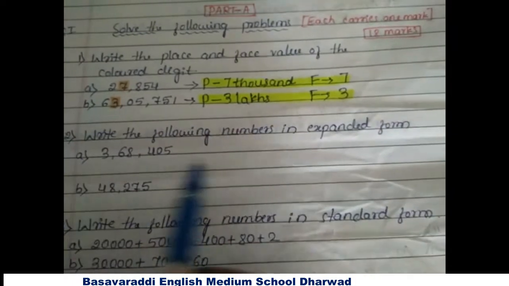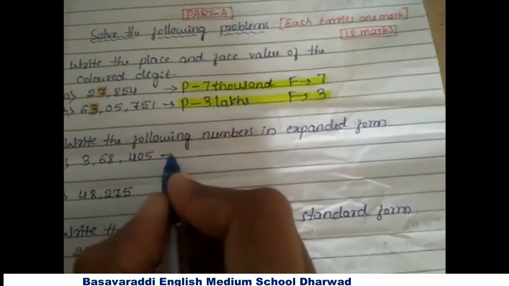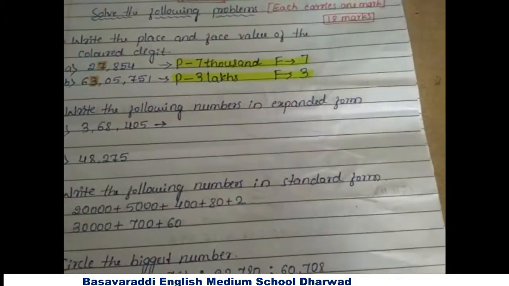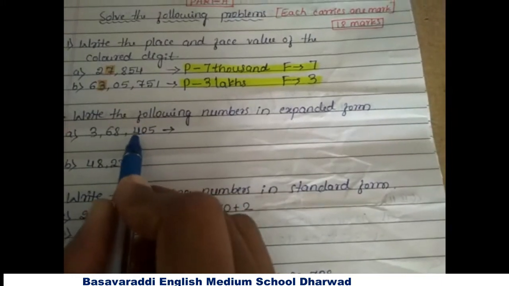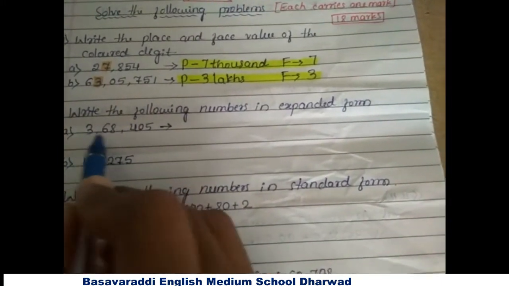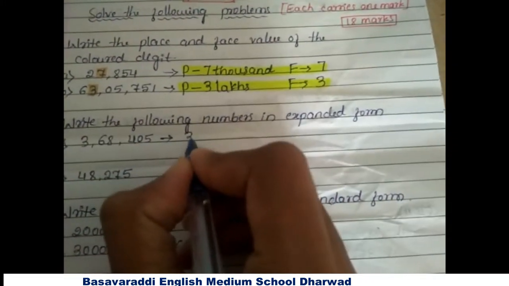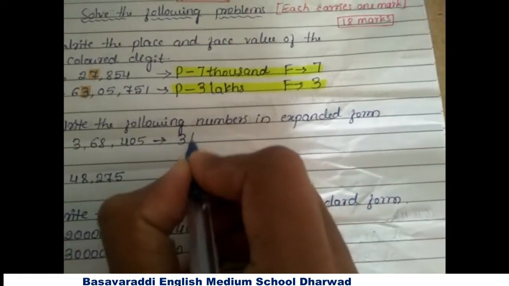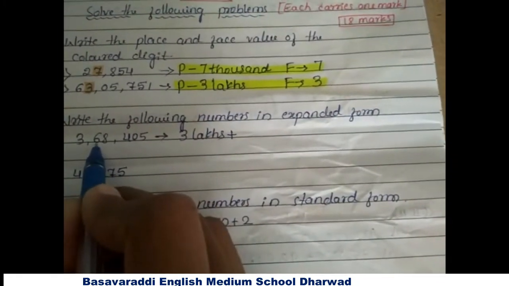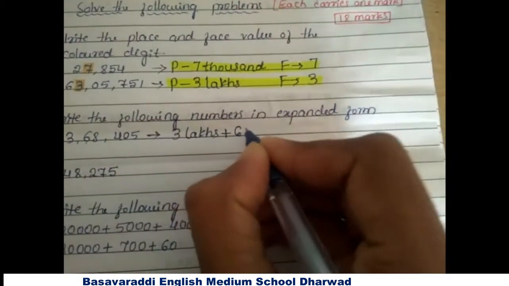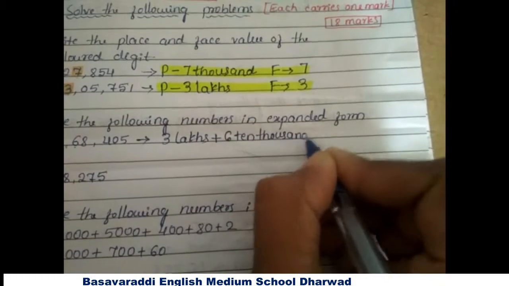Next question, write the following numbers in expanded form. What is the expanded form? It means the sum of the place values. Ones, tens, hundreds, thousands, ten thousands. 3 is in lakhs place, so write 3 lakhs, plus the 6 is in ten thousands, so write 6 ten thousands.